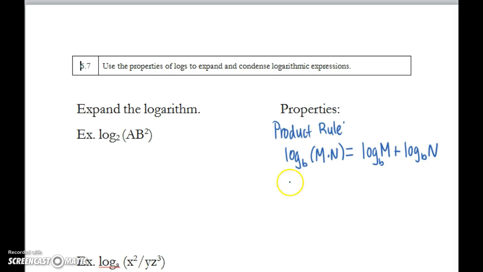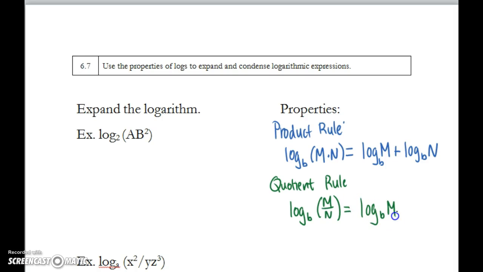Our second rule is the quotient rule. And the quotient rule says the following. Let's say we have the log of any base of a quotient or a division, m divided by n. A quotient can be split up using the operation of subtraction. So this becomes log base b of m minus log base b of n.